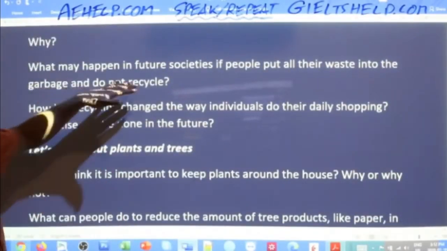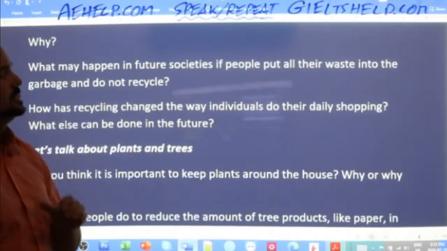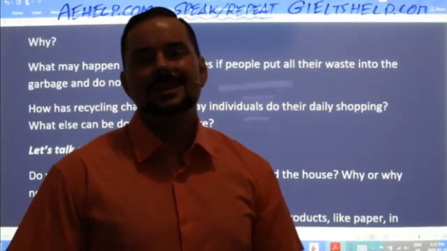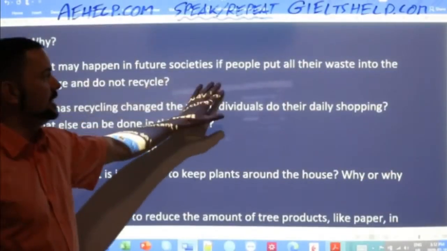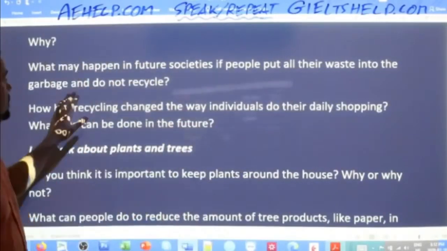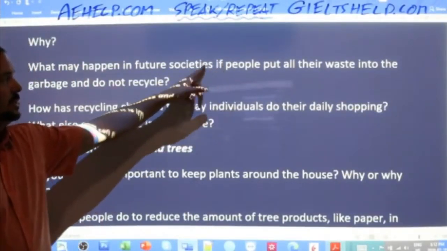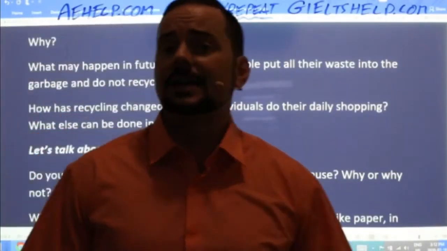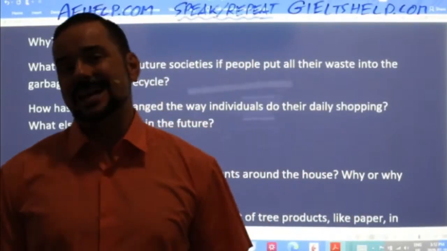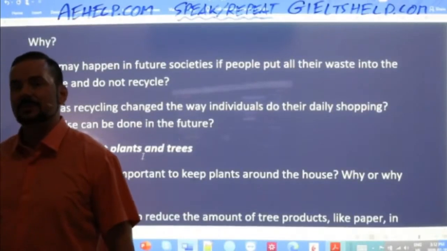Here we go. What may happen in future societies if people put all their waste into the garbage and do not recycle? Okay, so let's give a nice full sentence answer for this one. One more time. What may happen in future societies if people put all their waste into the garbage and do not recycle? So here, notice that very important if conjunction, creating the condition. So here you have to respect that, and to answer like a pro, you have to reflect the conditional, okay? Because professional answers reflect the nature of the question. So reflecting that if.